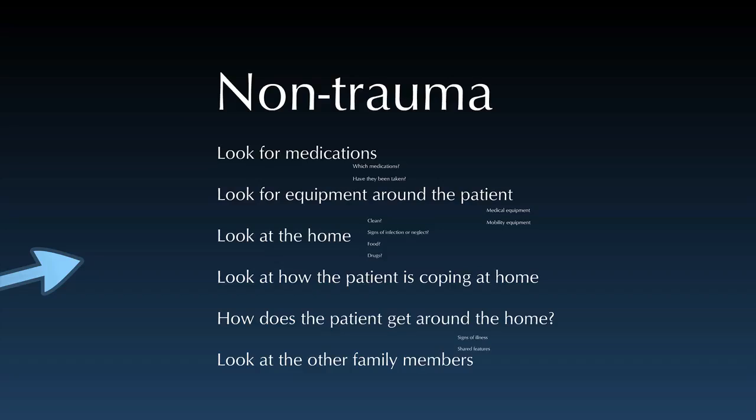You can look at how the patient has been coping at home, and you may be able to tell whether this has been a long decline or whether this is something which has acutely happened in the last few moments. You can also meet and talk to other family members who will give you extra history, but also may give you clues as to what is wrong with the patient. So one of the most valuable aspects of pre-hospital care is assessing the non-trauma patient in their own environment and getting a holistic view of the patient and how they normally are.